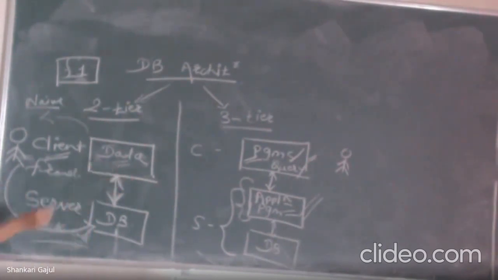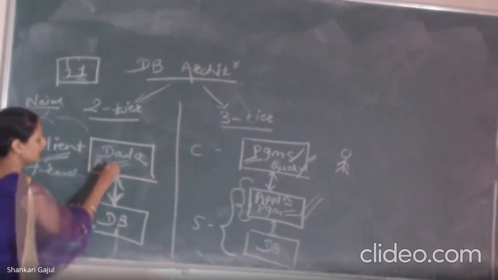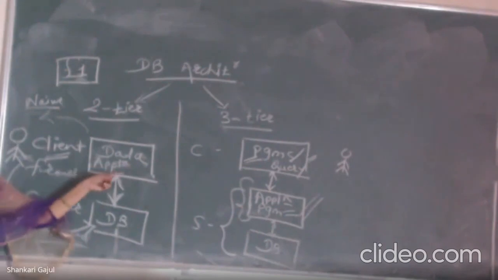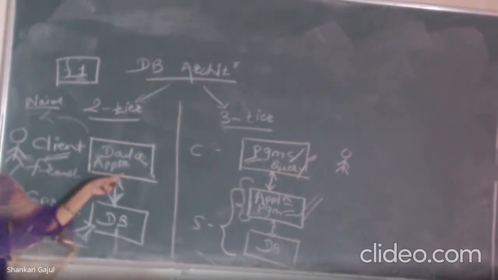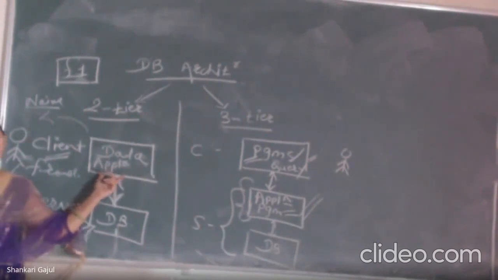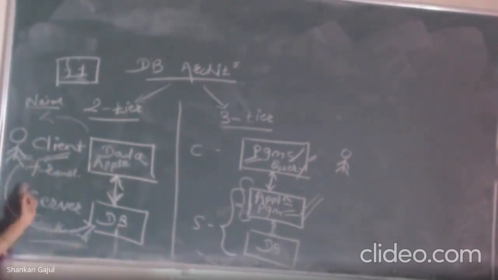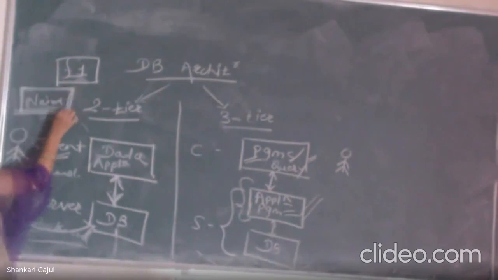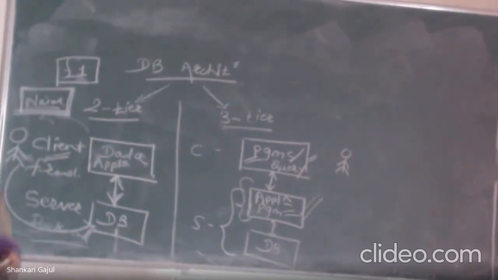Now we can say the application programs are present here also. By using the particular application programs or the queries, the user can directly interact with the database. So how can they directly interact? The new users. This is the example. So new users directly interact with the database system.